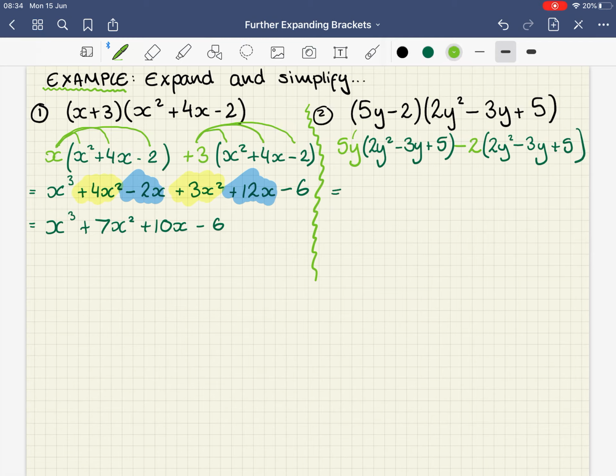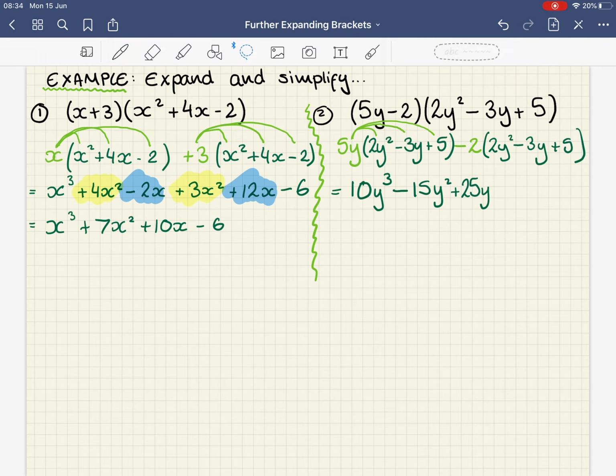Expanding those brackets, I've got 5y times 2y squared. Well, 5 times 2 is 10, then y times y squared is going to be y cubed. Then I've got 5y times negative 3y. So that's going to make a negative first. Then 5 times 3 is 15, and y times y is going to be y squared. Then 5y times 5. Well, 5 times 5 is going to give me 25, and then that y is going to stick on the end.